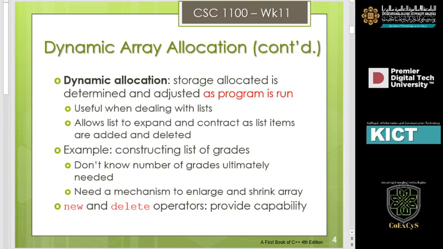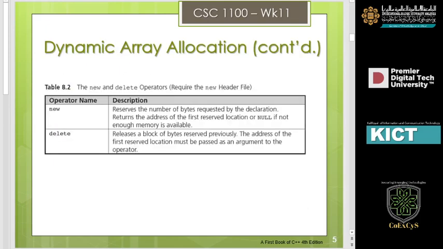So in arrays, basically it allows us to have operators called new and delete, right? The new operator reserves the number of bytes requested and returns the address of the first reserved location, right? And delete basically releases the block of bytes reserved previously for a particular address, right?